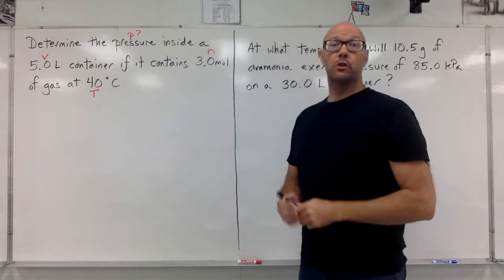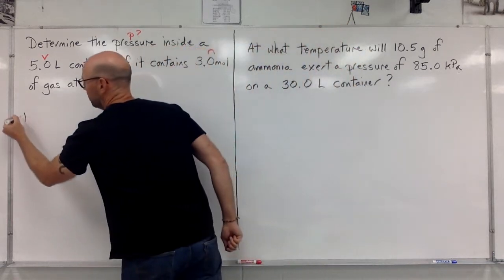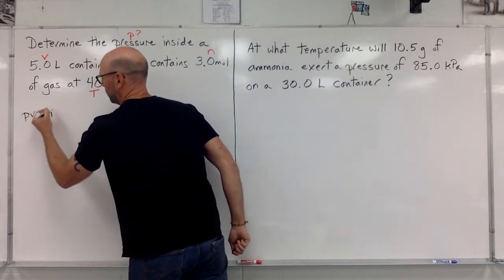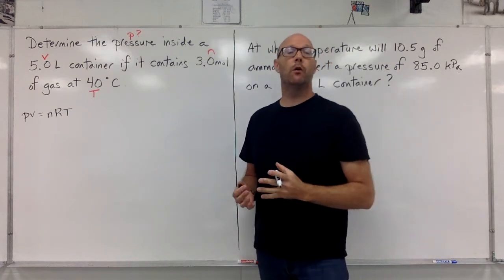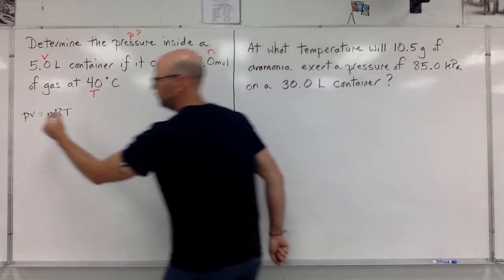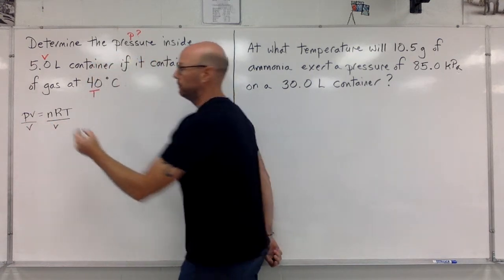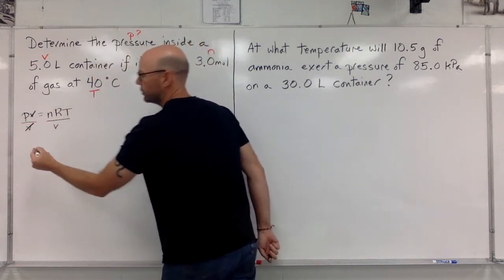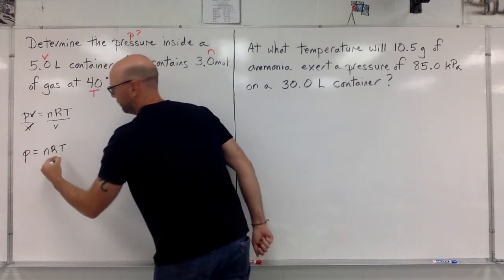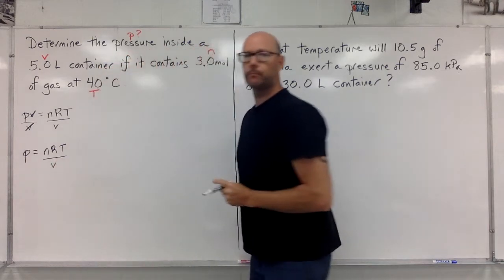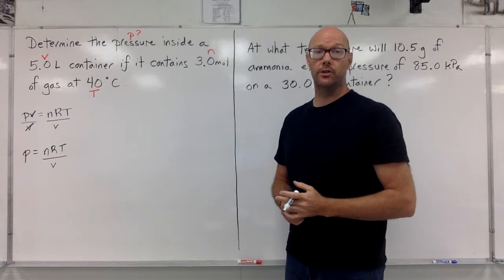You might be the kind of person who likes to have a formula to help you feel organized. It's PV equals nRT, which we need to manipulate to solve for the pressure. We divide both sides by the volume. Those V's cancel, and that leaves us P equals nRT over V. Now we can start to substitute our values into the equation.